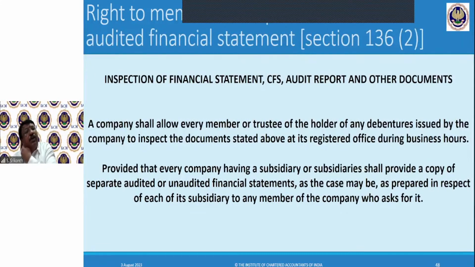Every member or trustee of the holder of debentures will have the right to inspect the financial statement, consolidated financial statement, audit report, etc. at the registered office. And if they ask for a copy, they should be given a copy, along with the holding company, for a subsidiary also, to any member of the company who asks for it.